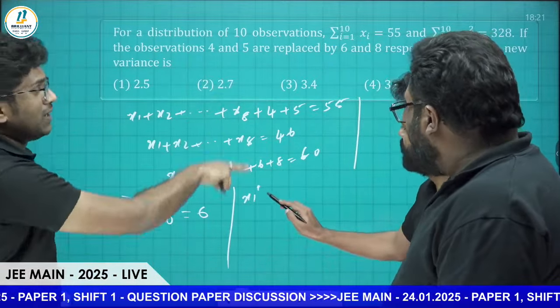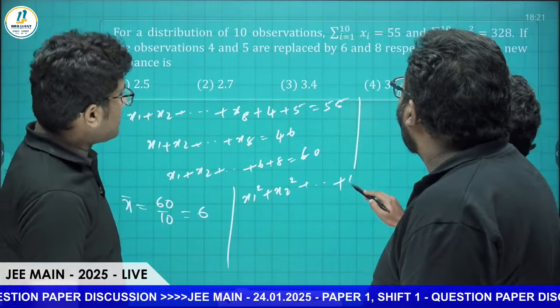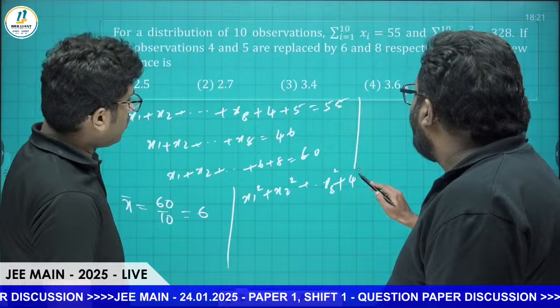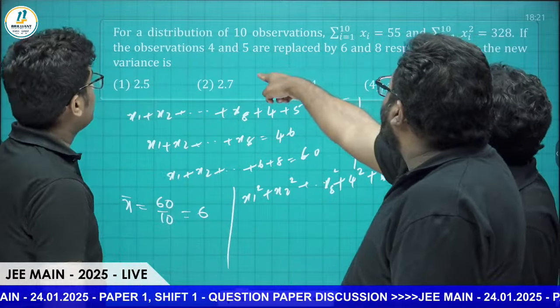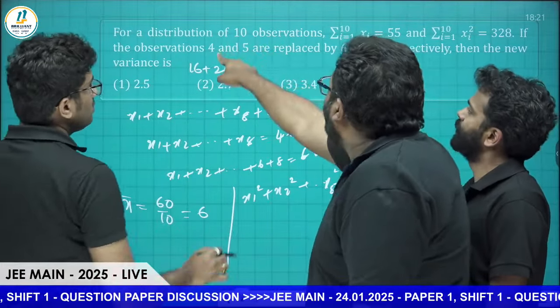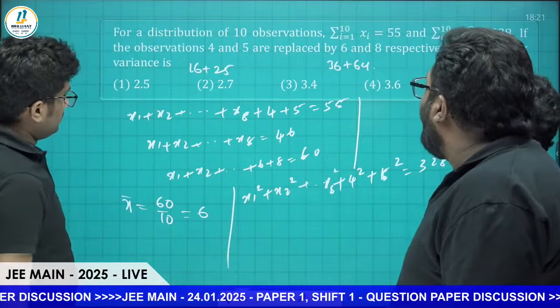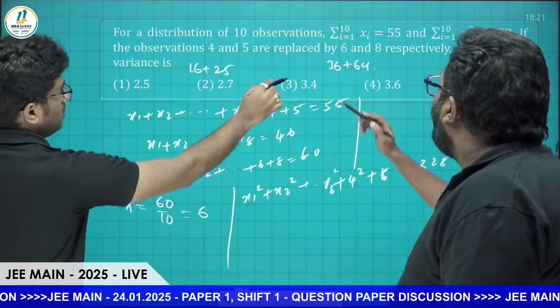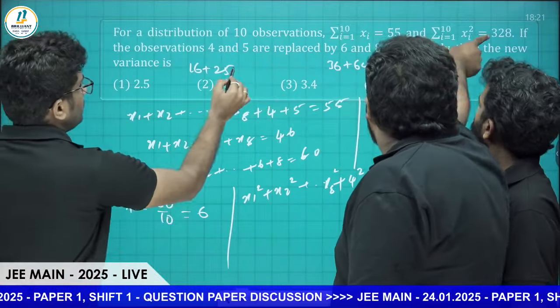Then the next one is the sum of the squares of the observations: x1 square plus x2 square plus etc. plus x8 square plus 4 square plus 5 square is equal to 328. Here, what we can do is subtract the squares of 4 and 5 and add the squares of 6 and 8, or just add the difference. 4 square plus 5 square is 41, 6 square plus 8 square is 100, so the difference is 59. So you add 59 to that.